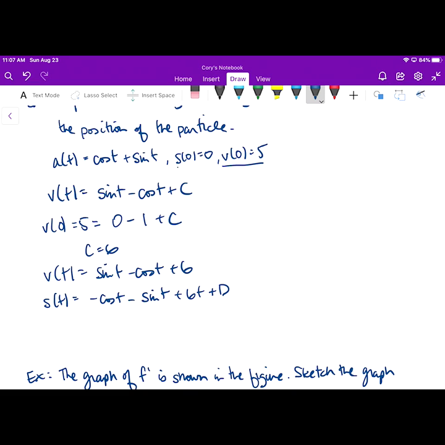And then we're going to take the initial condition that pertains to position and plug that in to solve for d. Okay, so we know s of 0 is 0. When I plug 0 in the place of t, we get negative the cosine of 0, which is negative 1, minus the sine of 0, which is 0, plus 6 times 0, which is 0, plus d, which makes d equal to 1.